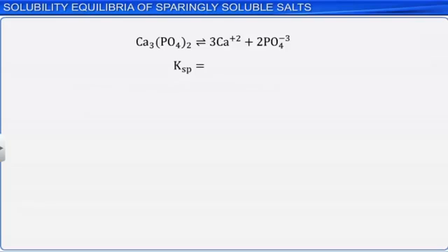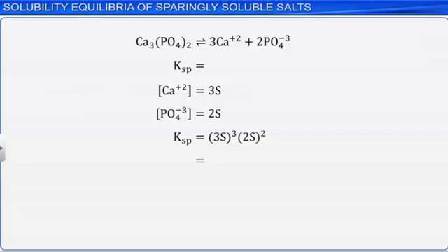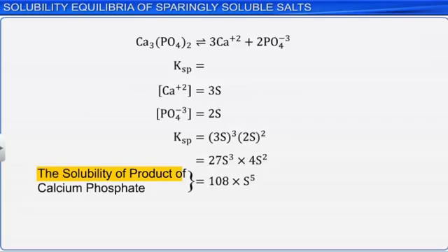If S is the molar solubility of calcium phosphate, then the concentration of Ca²⁺ ions will be equal to 3S and the concentration of phosphate ions will be equal to 2S. Substituting the concentration of calcium and phosphate ions in the Ksp equation for calcium phosphate, we get the solubility product Ksp is equal to the product of (3S) raised to the power of 3 and (2S) raised to the power of 2. This is equal to 27S³ multiplied by 4S². The product of this is equal to 108 multiplied by S⁵. Thus, the solubility product of calcium phosphate is equal to 108 multiplied by S⁵.